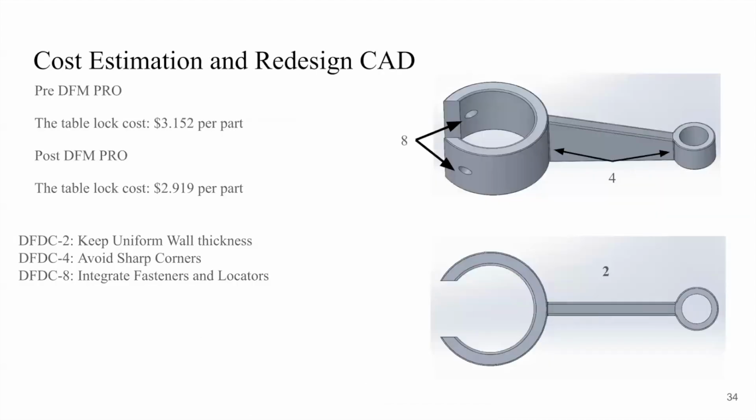The redesigned part follows the same function as before, but with a symmetric design and fewer parts to manufacture and assemble. Additionally, we used uniform wall thickness throughout the part, added fillets to avoid sharp corners, and added 2 threaded holes to integrate fasteners, shown by 8 in the top picture. This resulted in a decrease in manufacturing and assembly cost.